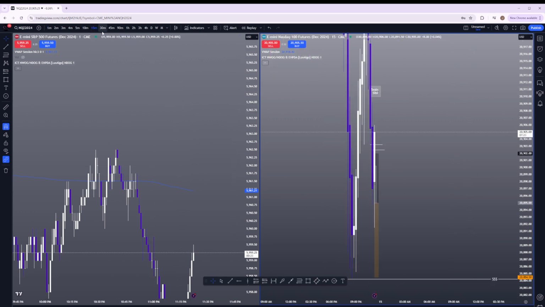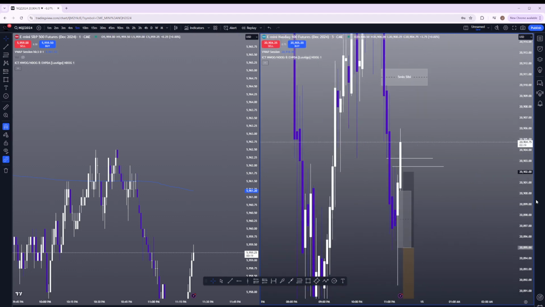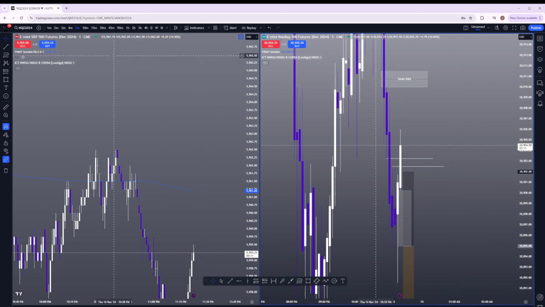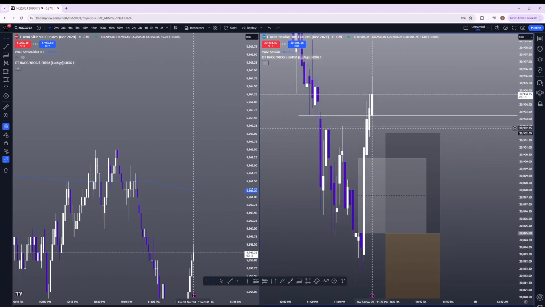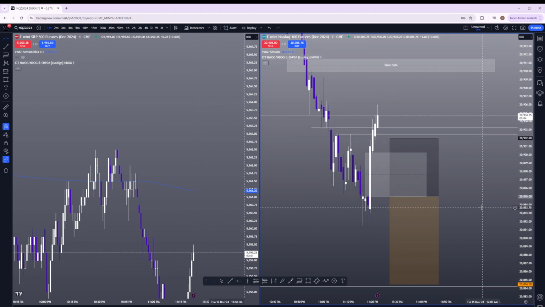Because again, 15-minute inversion, 5-minute SIBI, but we still need to respect the SIBI. If we close above the SIBI, then I'm not trading this. But typically the idea is you sweep some highs or some lows, like equal highs here. You trade into a 5-minute SIBI, you get inversion of the 1-minute BISI, and then you jump in. That's the trade that I like.